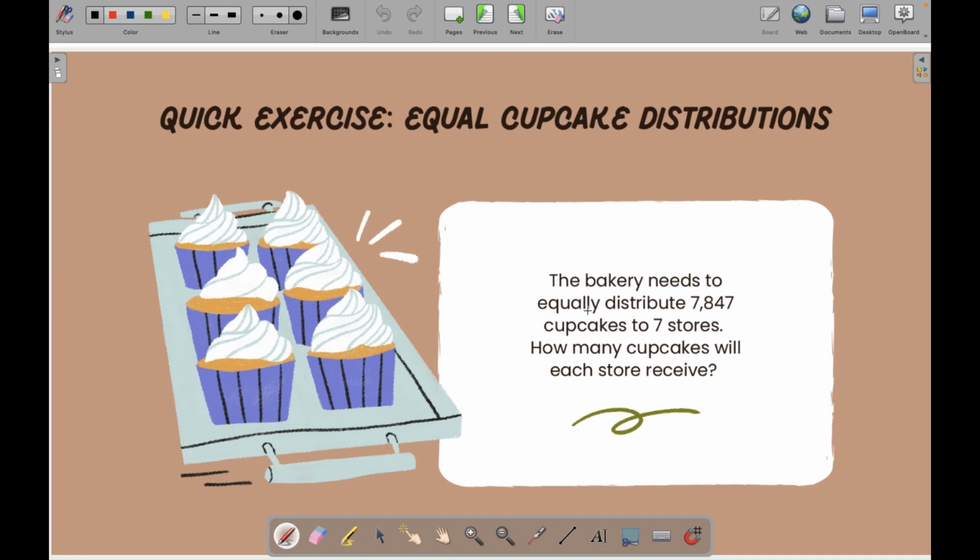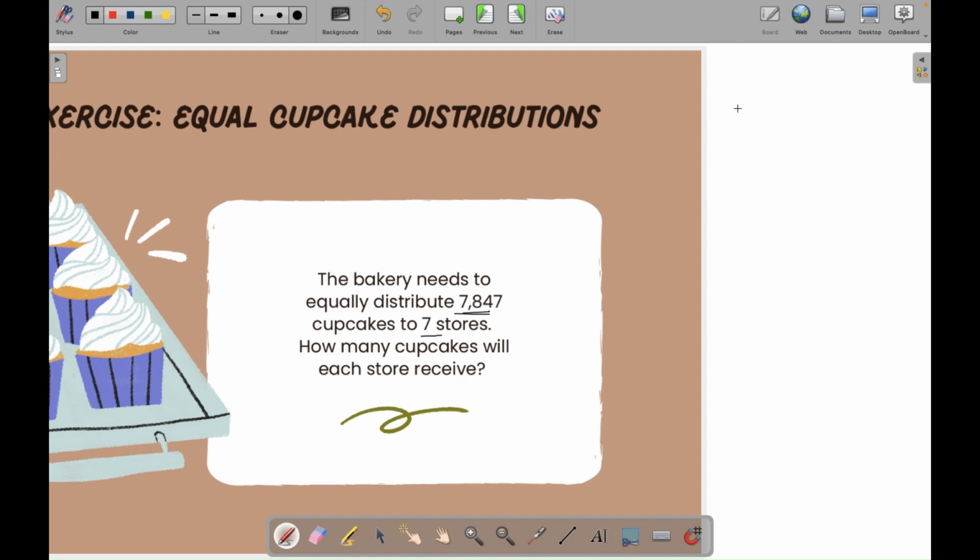The bakery needs to equally distribute 7,847 cupcakes to 7 stores. How many cupcakes will each store receive? Right, again you have to equally distribute this many cupcakes to 7 stores. Again you'll do this division. So 7,847, this is the dividend. 7 is the divisor. So since 7 is equal to 7, we can use just the first digit.